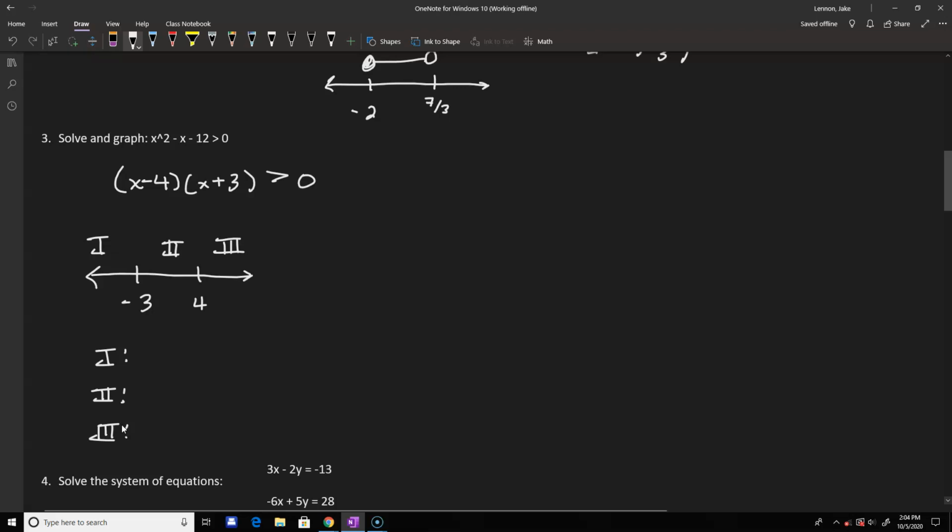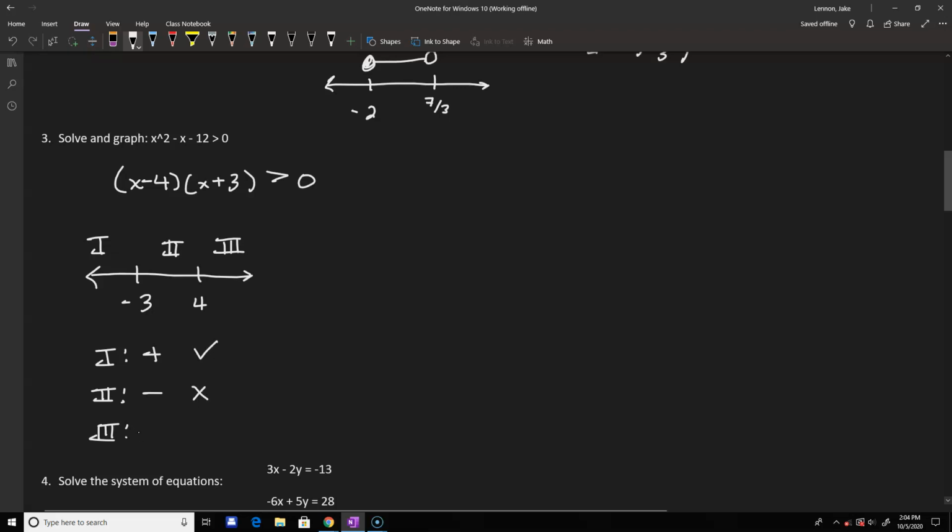So in region 1, you could plug in, say, negative 4, and you would end up with negative 4 minus 4, which is negative 8, times negative 1, which would be positive 8, so it comes out positive in region 1. Region 2, we could plug in 0. We would end up with negative 4 times positive 3, which is negative 12, which is not greater than 0. So that's negative. So this is part of the solution, this is not.